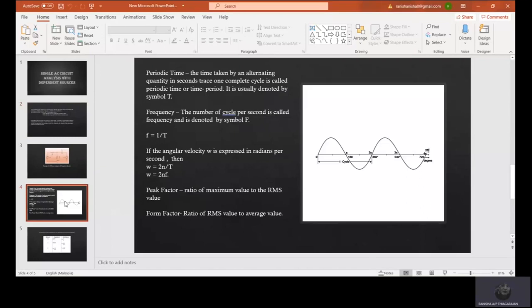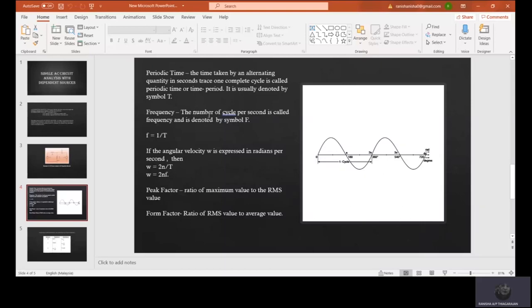Okay. Periodic time. The time taken by an alternating quantity, in seconds, to trace one complete cycle is called periodic time or time period. And the symbol for periodic time is T.